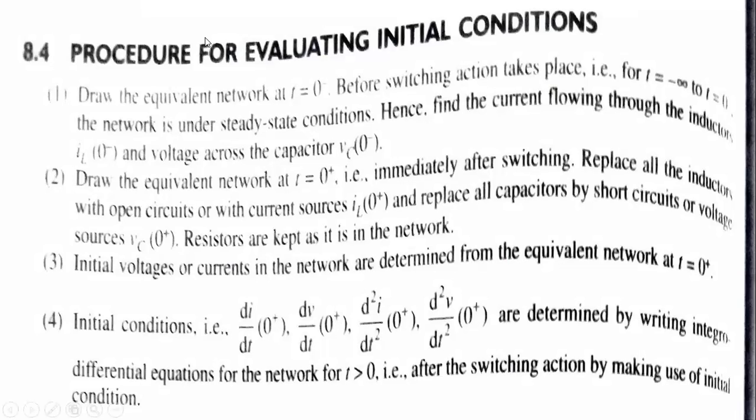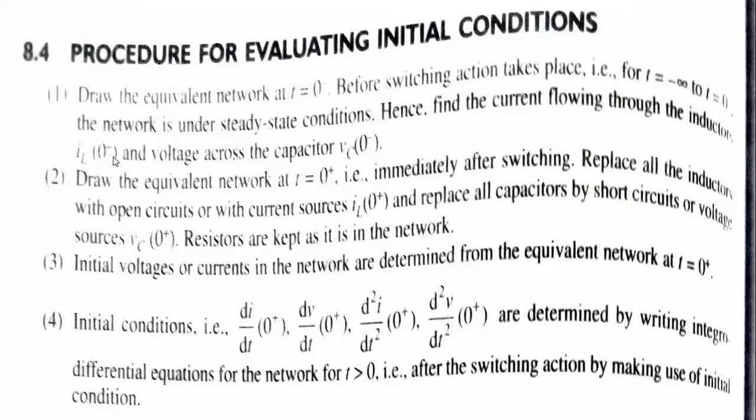Whenever we are going to draw the equivalent network at t equals 0 minus, so before the switching action takes place, obviously whenever it is 0 minus, it means before the switching process. Before the switching action takes place, for t equals minus infinity to t equals 0 time period, that will be the case under the steady state. Obviously the changes are not going to happen, that's why we are saying that condition is nothing but the steady condition. At that particular moment, the current flowing through the inductor will be IL 0 minus. Why we are taking before switching takes place, that's why 0 minus.